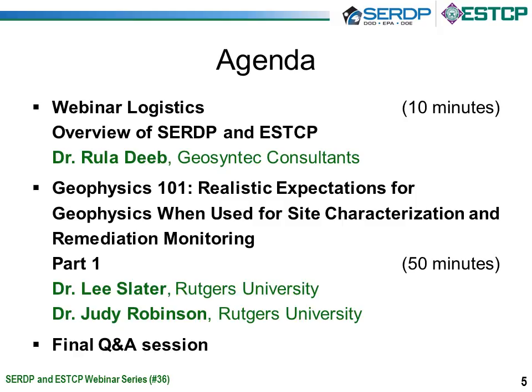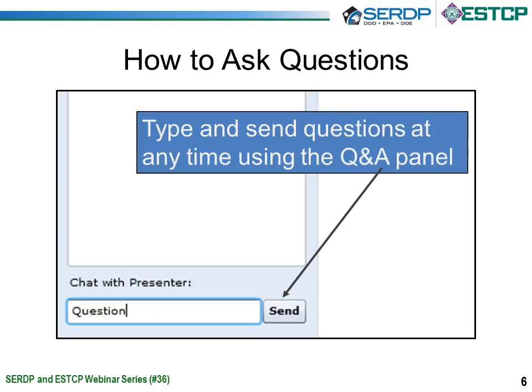On today's call, Dr. Lee Slater from Rutgers University will provide an introduction to geophysical methods, and then he will discuss characterization versus monitoring and pre-modeling. Dr. Slater's presentation will be followed by a brief Q&A session. Then Dr. Judy Robinson, also from Rutgers, will provide an overview of electrical resistivity tomography concepts, followed by a second Q&A session. We will conclude the webinar with an interactive Q&A session with both of our speakers.